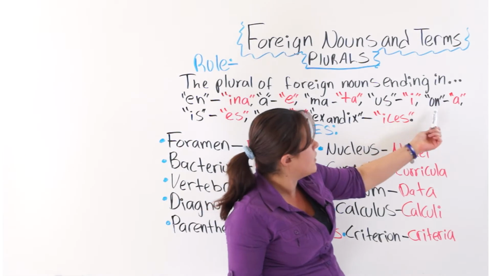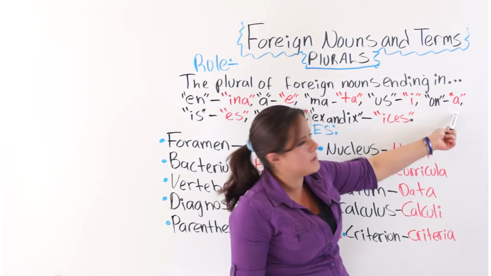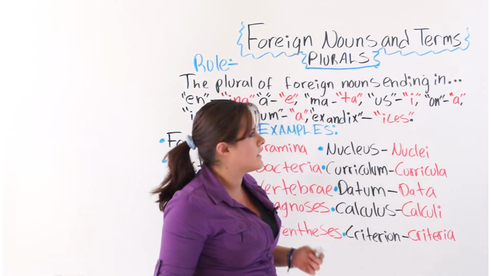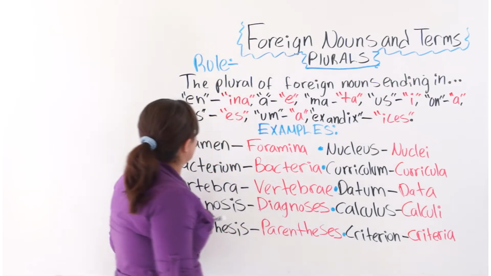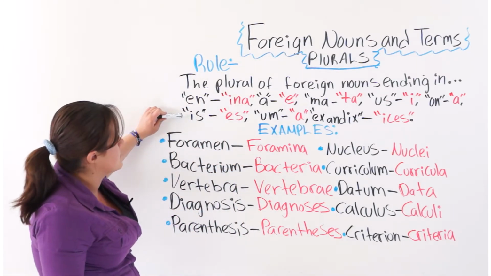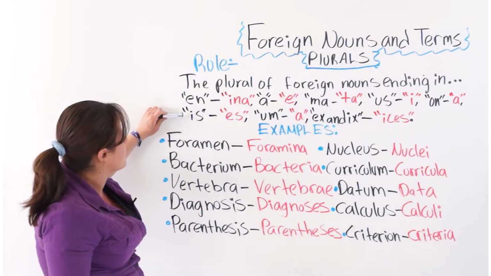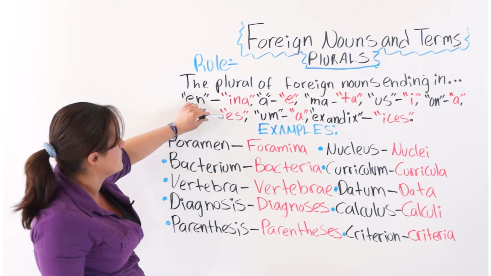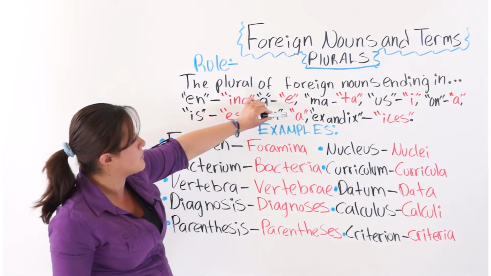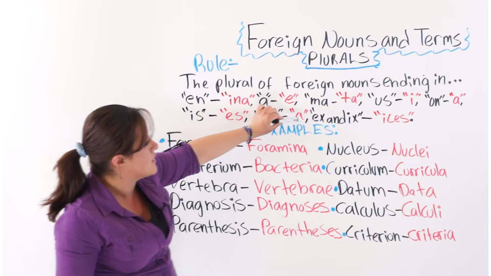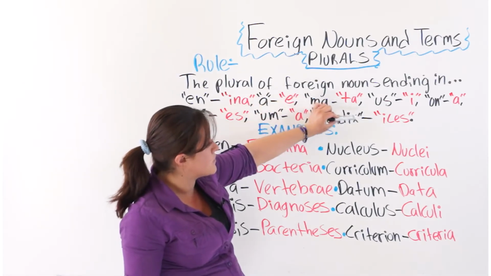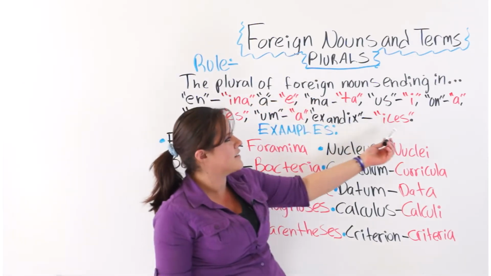The ones that end in um will be replaced with an a. Only the um, not the whole word. And the ones that end in is, you will be replacing it with es. ex and ix will be replaced with ices.